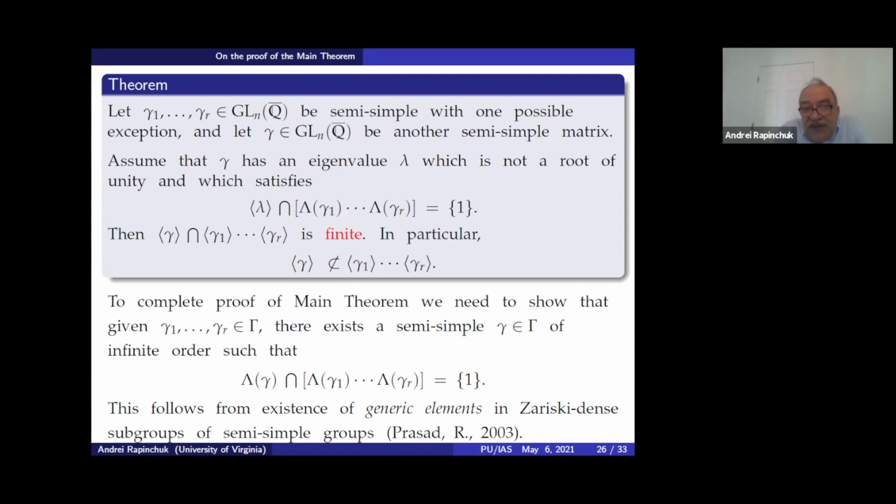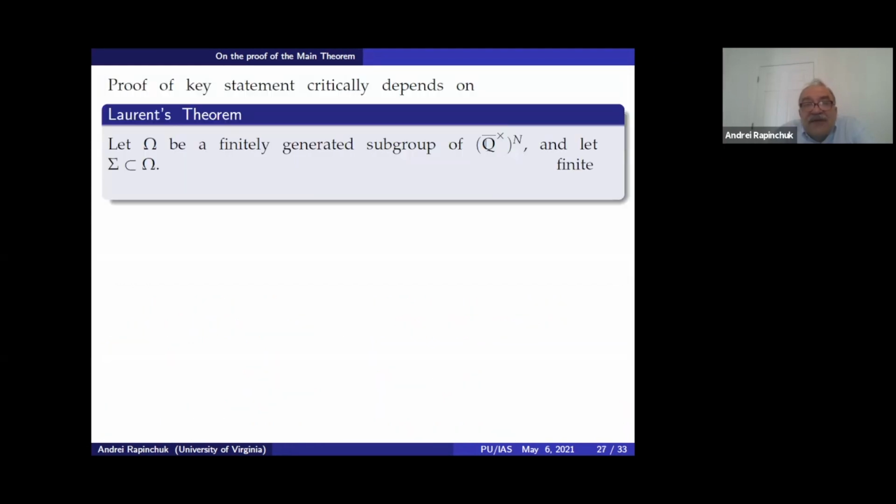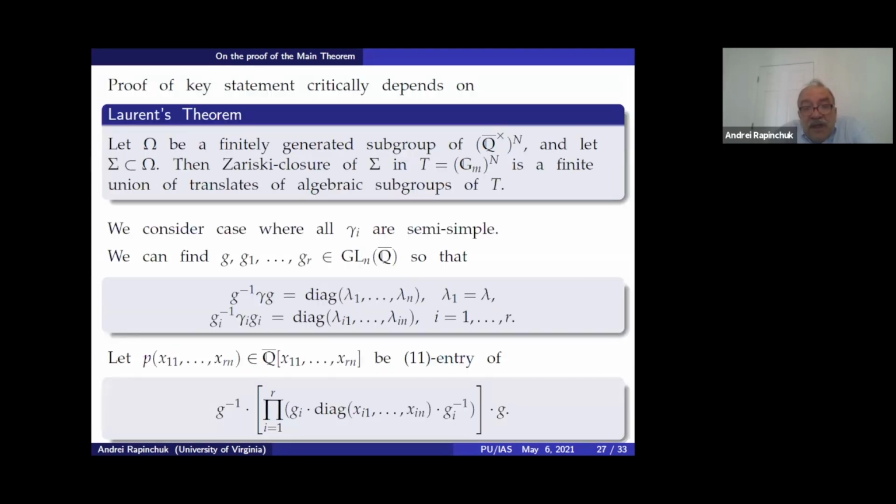Because ultimately, when we reduce those polynomials, we operate with eigenvalues. Maybe something can be done, but this hasn't been done yet.